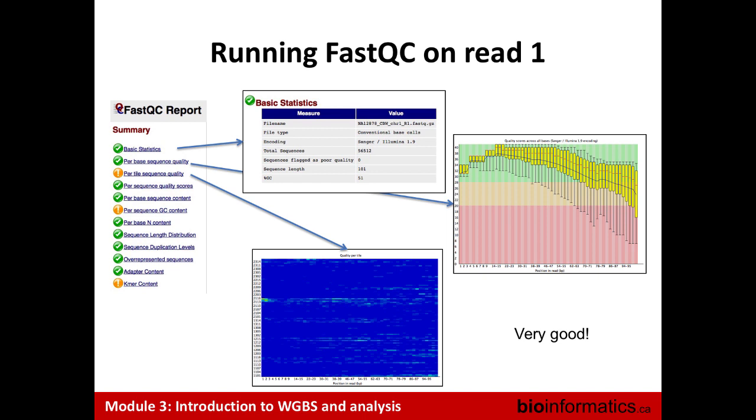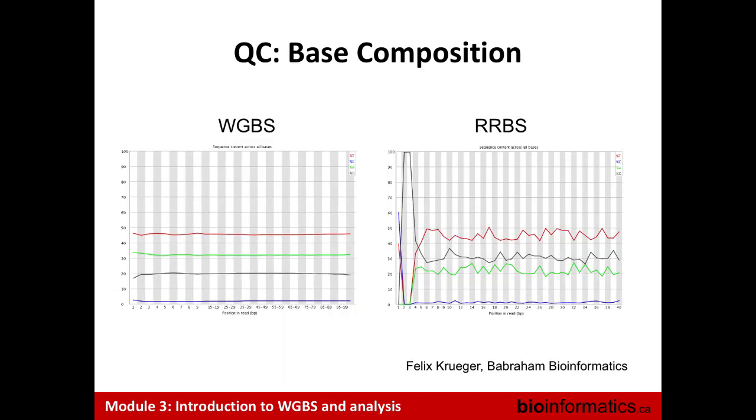This is what you did yesterday, and we'll do that in the lab a little bit, looking at the overall quality of the reads to see if there's anything abnormal or if there are issues. For whole genome bisulfite sequencing, you would expect a relatively smooth distribution overall, with no C's in this case, because those would have been converted, but we'll get to that. With RRBS, because you're selecting the samples, you might have a more variable distribution.